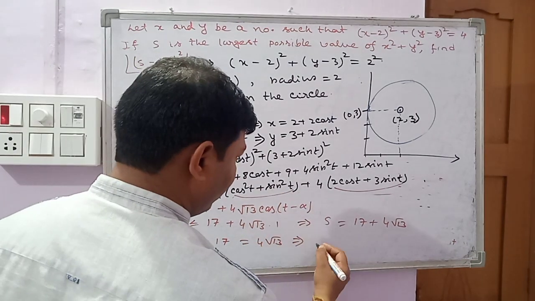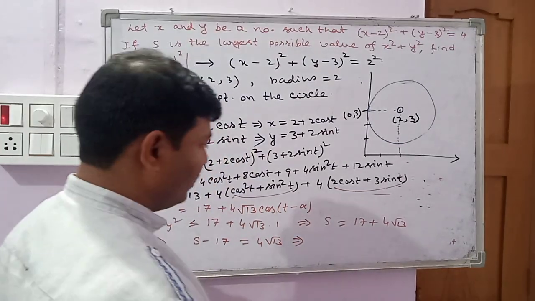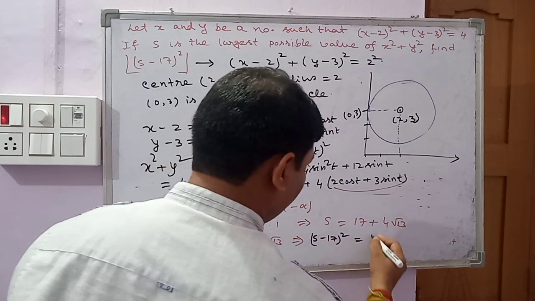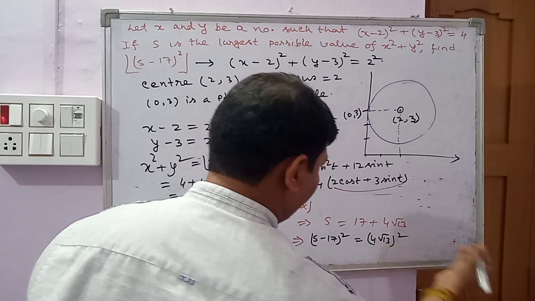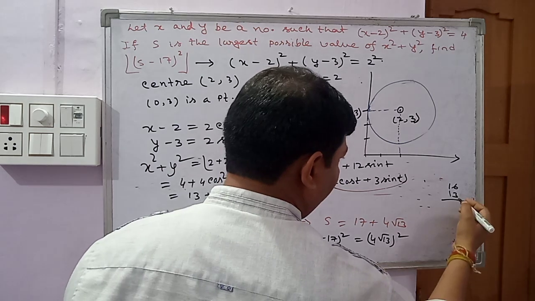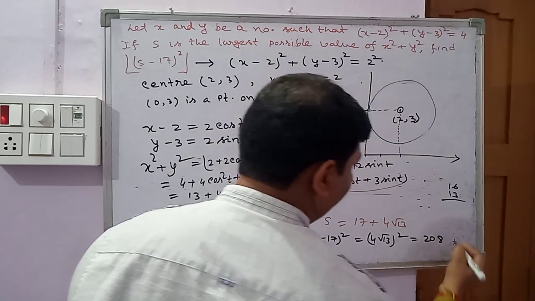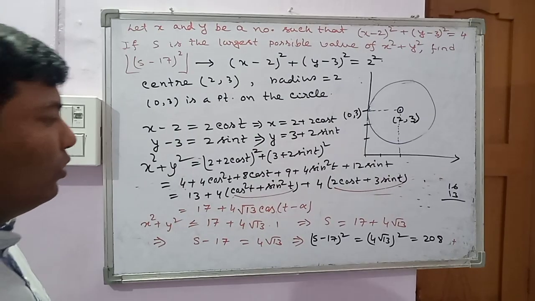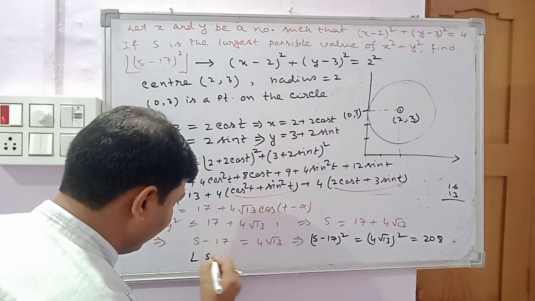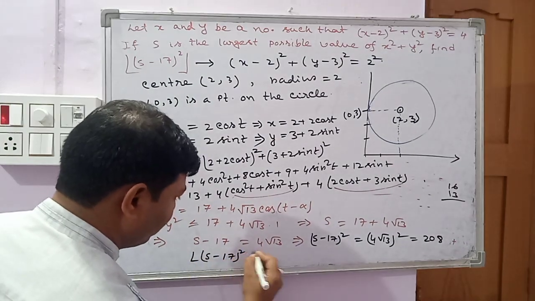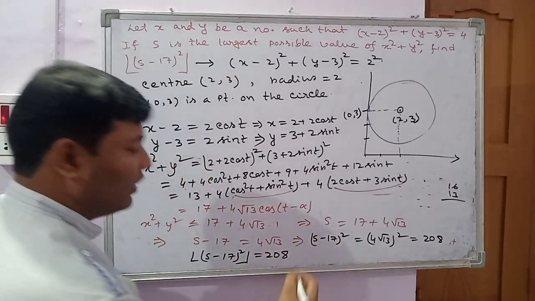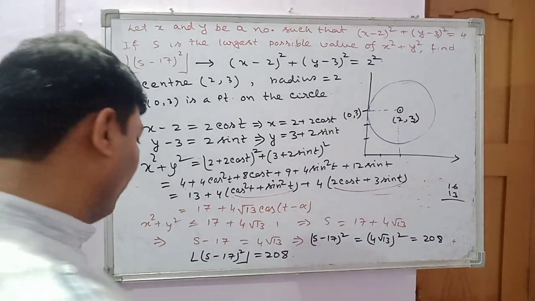Now we square this to conclude the question. So (s minus 17) raised to the power 2 equals (4 root 13) raised to the power 2, which will give 16 into 13, so this is 208. It is an integer, so no need to worry about anything. Therefore, the floor of (s minus 17) whole squared equals 208, and thus we got our answer.